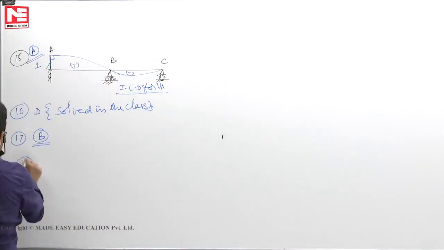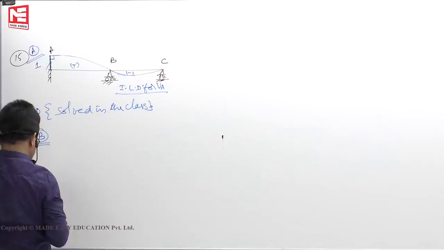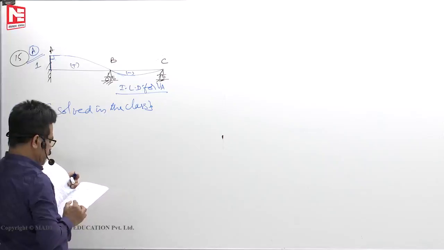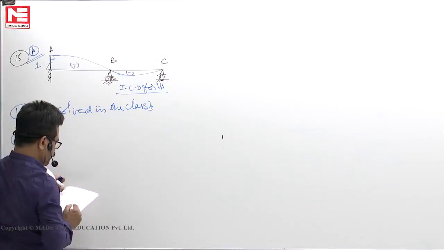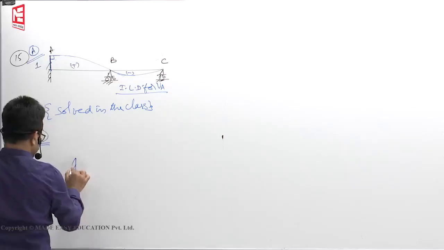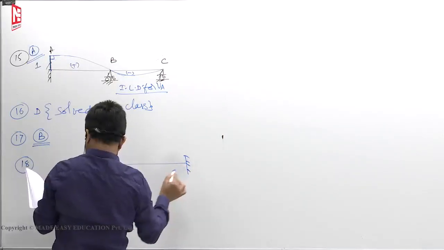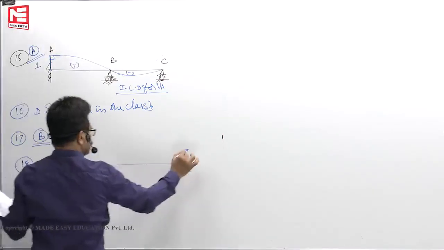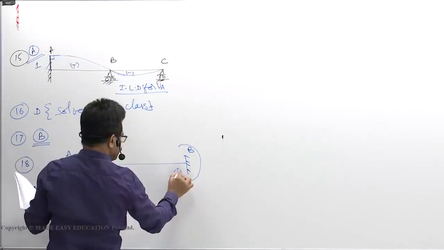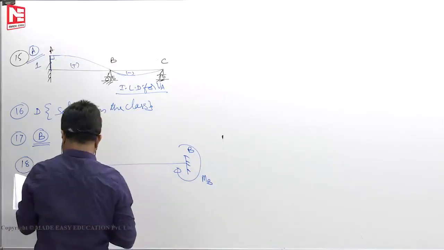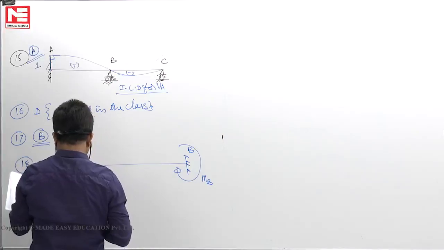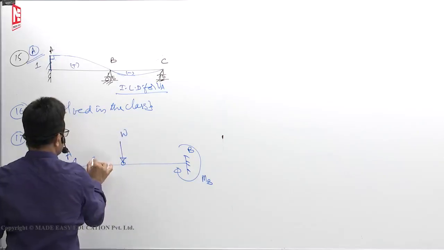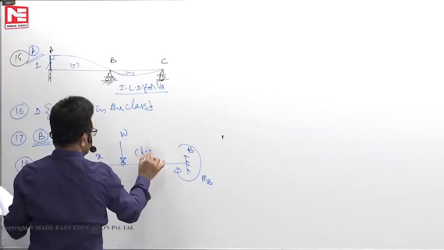Next, 18. Which one of the following equations represents influence line of fixed end moment MB of the fixed beam AB of length L with origin at A? This is the fixed beam. Equation represents ILD of the fixed end moment at B. So this MB we want to get. Origin at A means unit load you have taken here. This is W. This is X. This is L minus X.